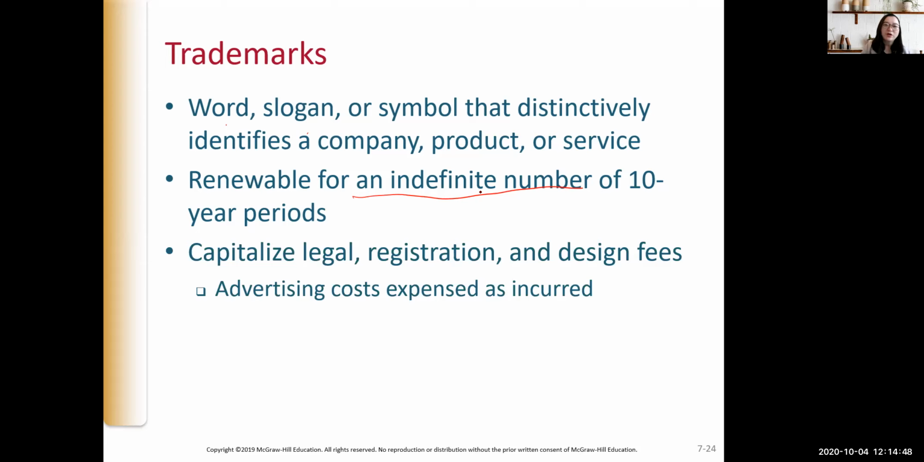And then, okay, what can you capitalize and what do you have to expense? Normally, you can capitalize the legal registration and design fees, okay? And advertising cost has to be expensed as incurred. If you don't advertise Apple or Nike or Louis Vuitton, you will not become a well-known trademark. However, those advertising costs have to be expensed and cannot be capitalized as part of the deal. Only the legal or registration and the design fees can be used as part of the capitalized cost for the trademarks.